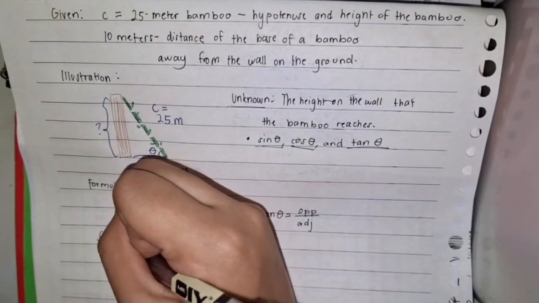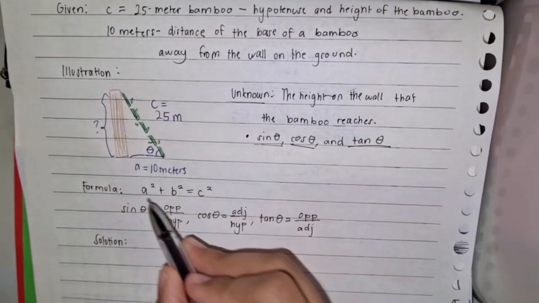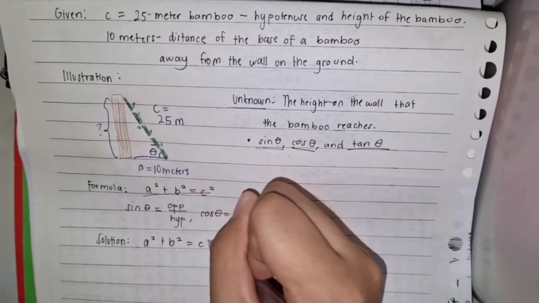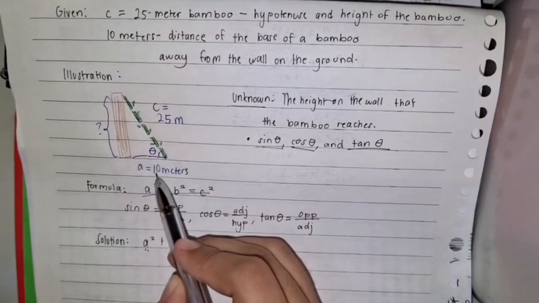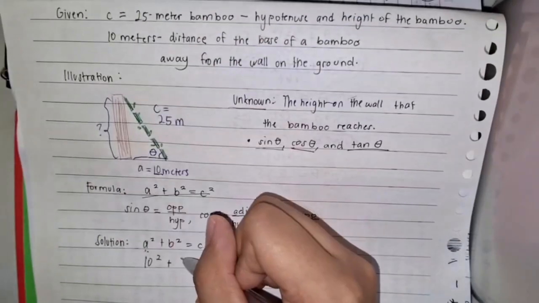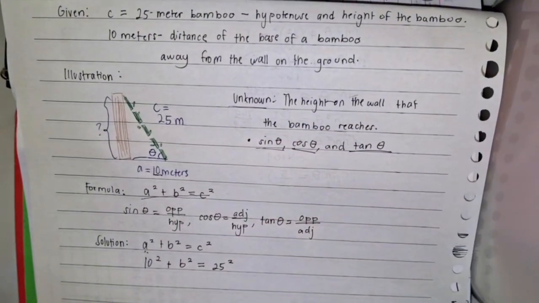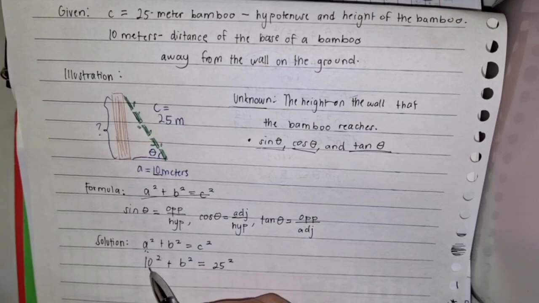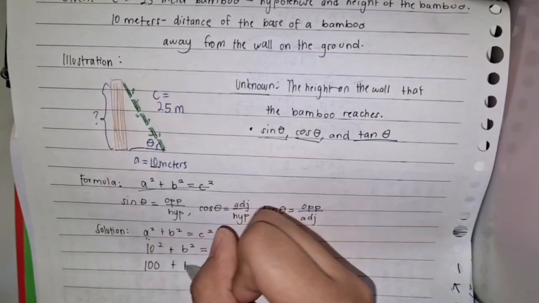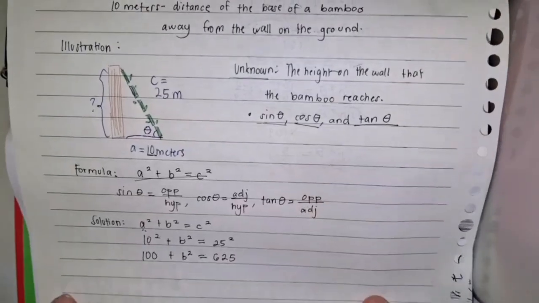For the solution, you can start finding the first unknown, which is the height on the wall that the bamboo reaches. So we can use this formula, a squared plus b squared is equal to c squared. So for a, we have 10. 10 squared plus b, this is supposed to be the b, but still missing, so we'll just write it here. And for c, we have 25 meters. 25 squared. So 10 squared, or 10 times 10, is equal to 100, plus, just bring this down, b squared is equal to 25 times 25, which would be 625.